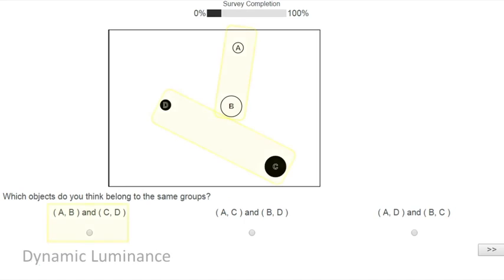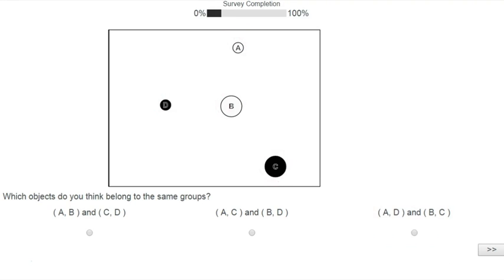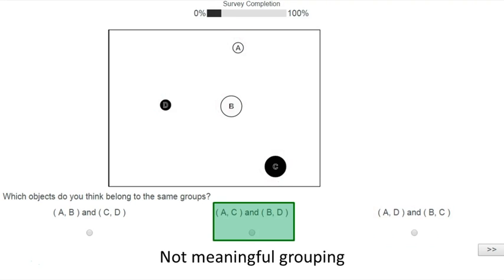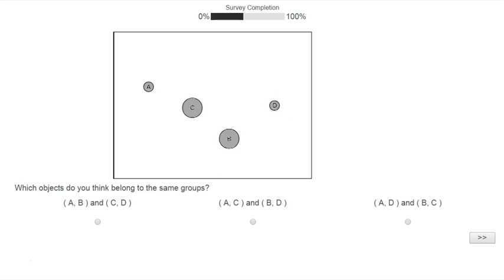The participant may choose A, B, and C, D if dynamic luminance influenced her perception of the groups, or A, D, and B, C if static size was a stronger visual cue for grouping. A third choice, consisting of the groupings A, C, and B, D, has no particular meaning in this trial. Let's look at another example.